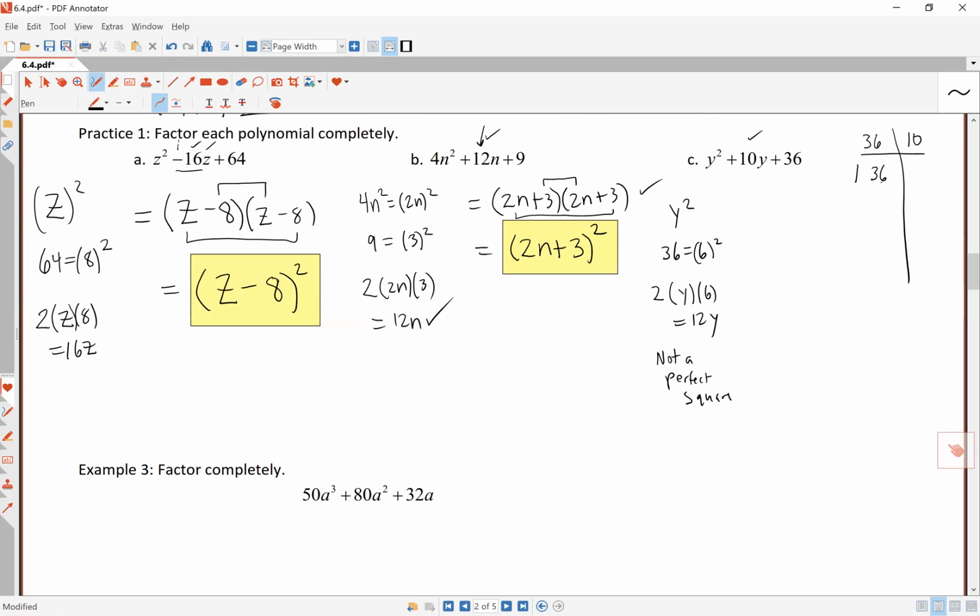1 and 36 is way too big. 2 and 18 is 20. 3 and 12 is 15. 4 and 9 is 13. And 6 and 6 is 12. So the closest we can get to 10 is 12, but nothing gives us 10. When we can't factor something, we write prime polynomial.